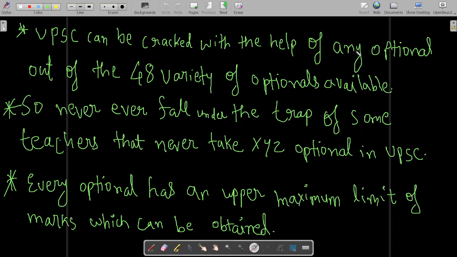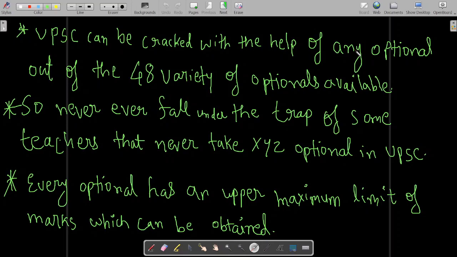Some of the teachers in Delhi keep saying such things. There was a polity teacher when I was in Delhi in 2011. At that time, there was one polity teacher who used to tell me, please never take geography optional, because geography optional students always suffer. So please never take geography as an optional subject. One polity teacher used to say this in the offline class in Delhi in 2011 when I was there.